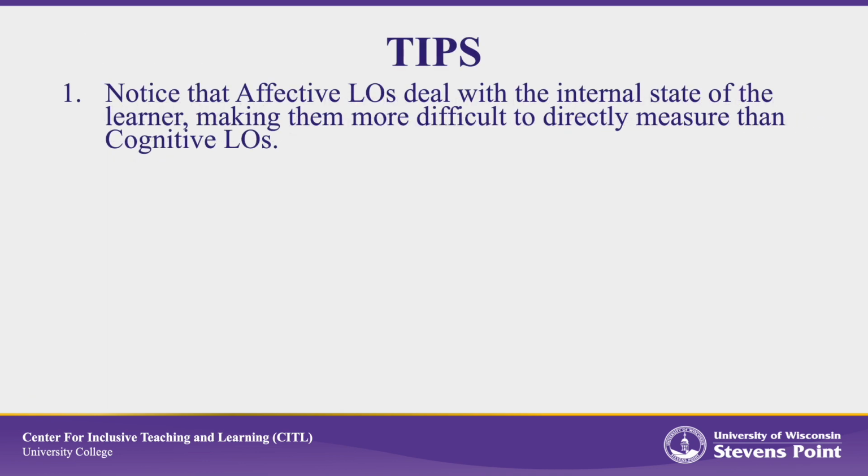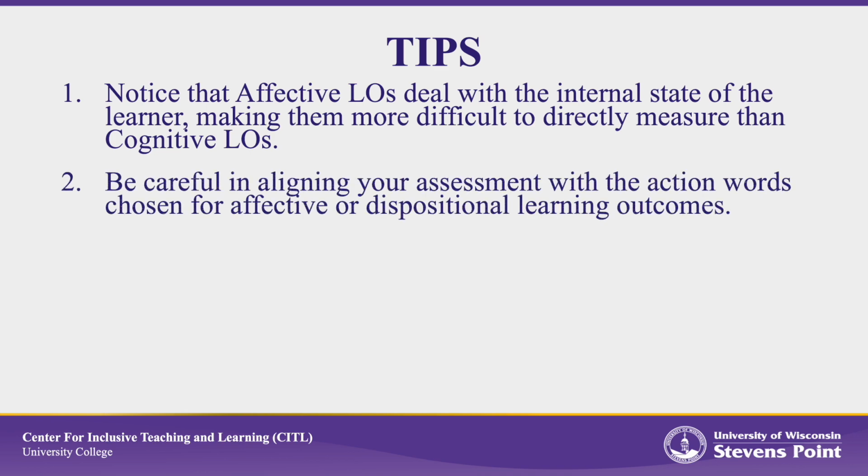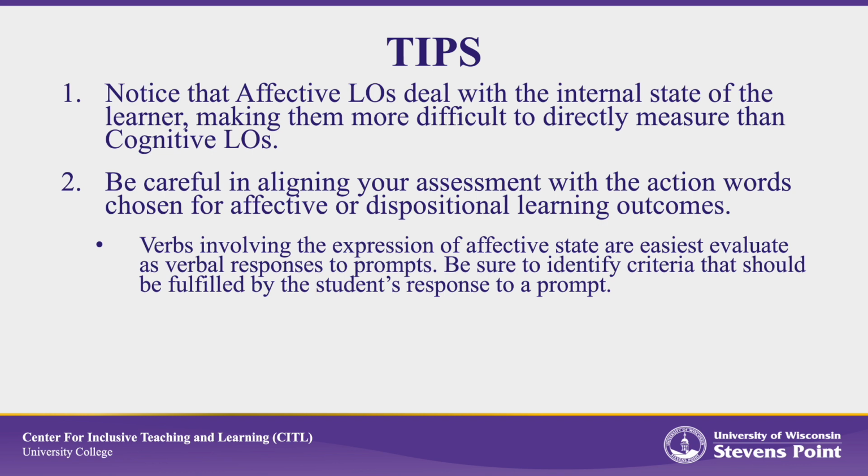Because most affective learning goals deal with the internal state of the learner, they're more difficult to measure directly than those in the cognitive domain. So, ensuring that the assessment tool and the action word in the learning outcome align can be tricky. Lower levels of affective learning are often measured only in the articulation of the values and dispositions of the learners. It's important to specify for the learners what criteria you'll be looking at in their answers to prompts as indication of mastery of the learning outcome. In other words, have a good rubric.